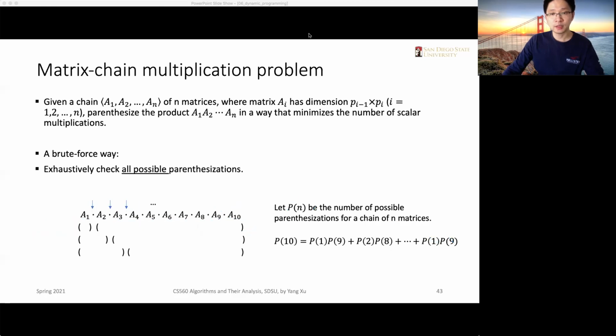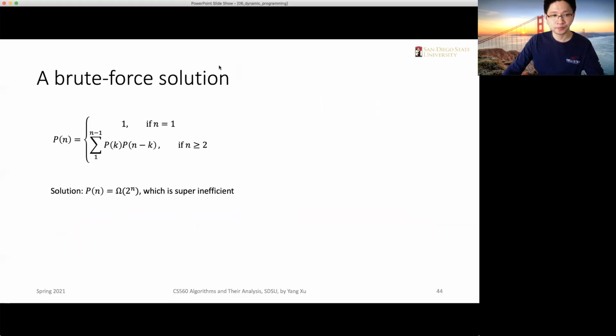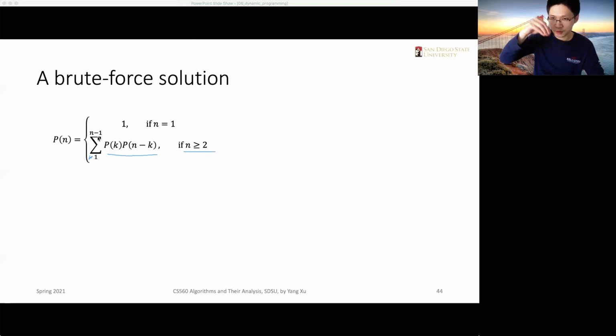This expression, in a more general case, says the solution can be decomposed into a summation of products, if there are more than 2 matrices. And this k iterates from 1 to n minus 1, which covers all possible ways to insert the parentheses.